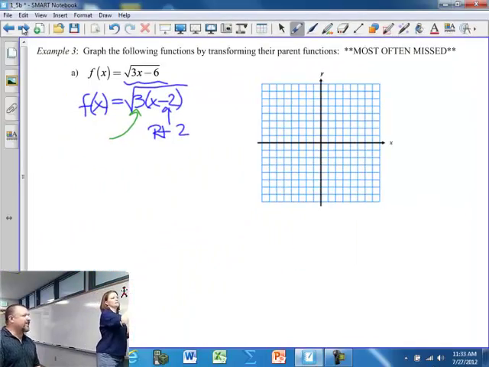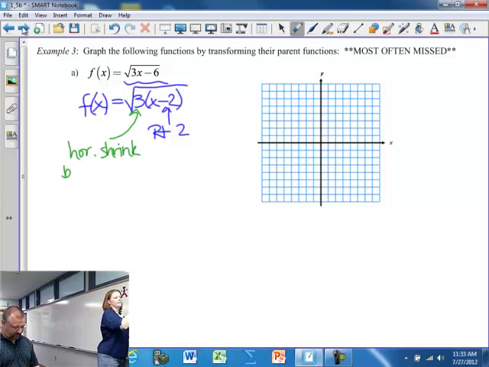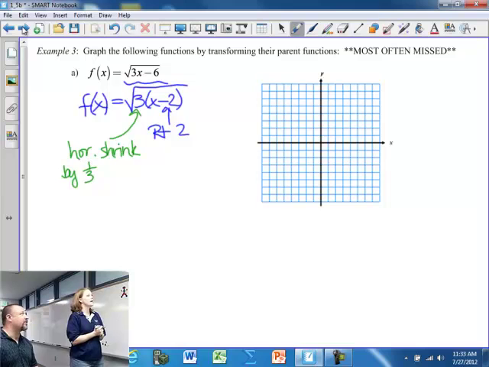What if we see a timesing by 3 inside? Well, that's a horizontal because it's inside. And it's going to be, instead of multiplying by 3, we're going to multiply the x's by a factor of 1/3. I forgot to write by a factor. I'm sorry. Okay, now the other thing that's different about this problem is there's no dots.